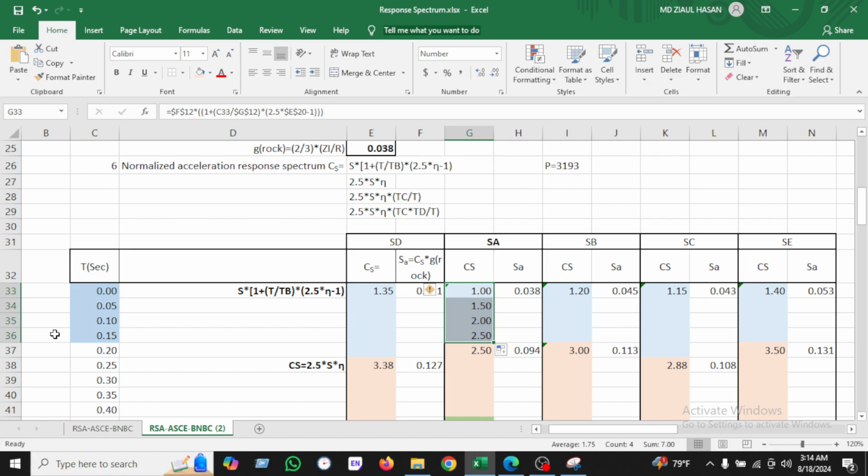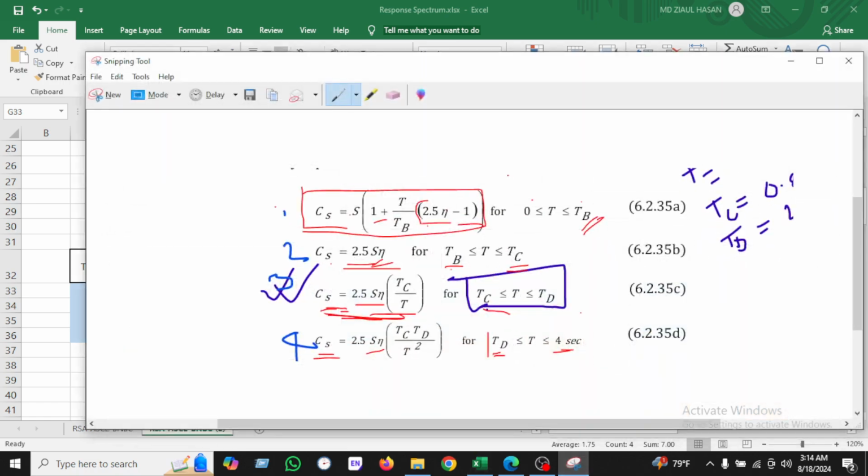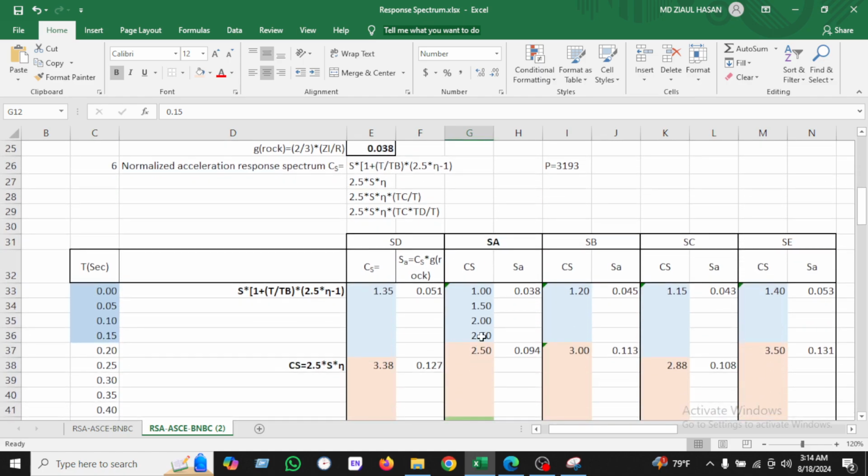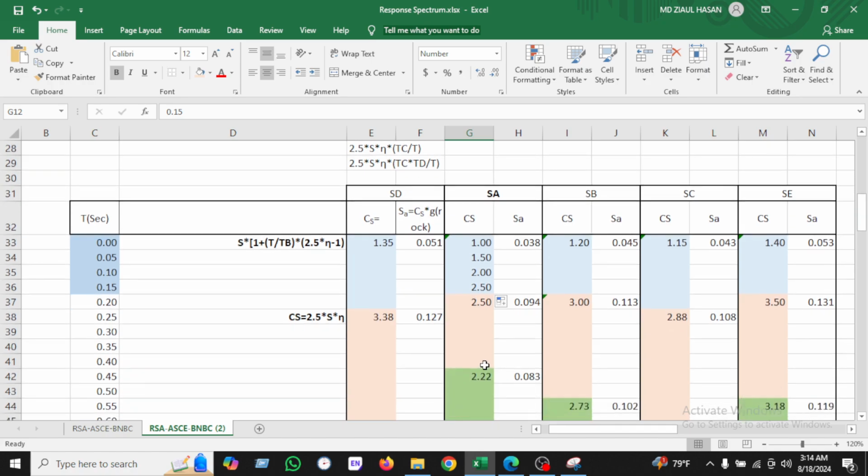I am dragging this value up to 0.15. Why? Because the range is 0 to TB, and the TB value is 0.15. That's why we use this formula up to 0.15.